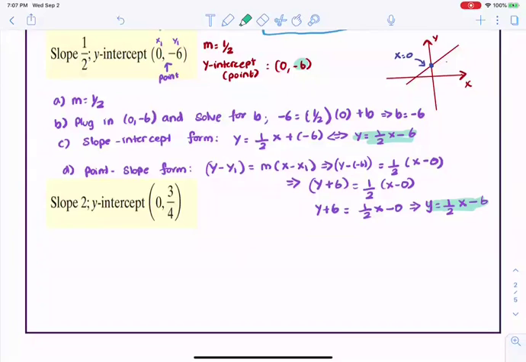Here, m, the slope is 2. And again, just by looking at it, we know the y-intercept is 3/4. But if we have to use the process, first we find the slope. In this problem, the slope is given to us. We plug in the point and solve for b.